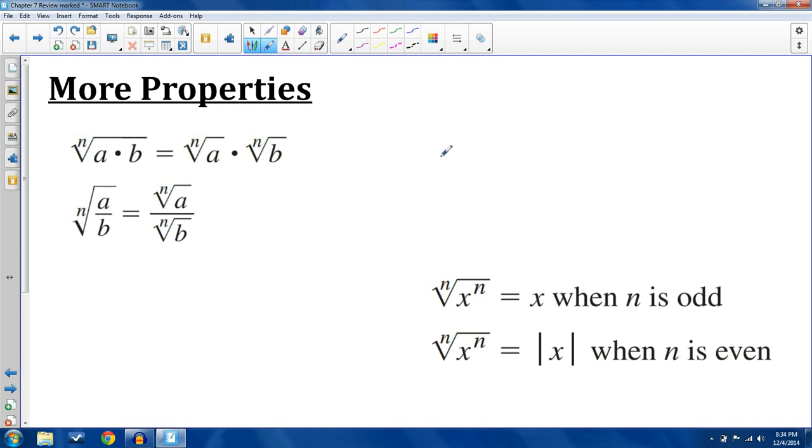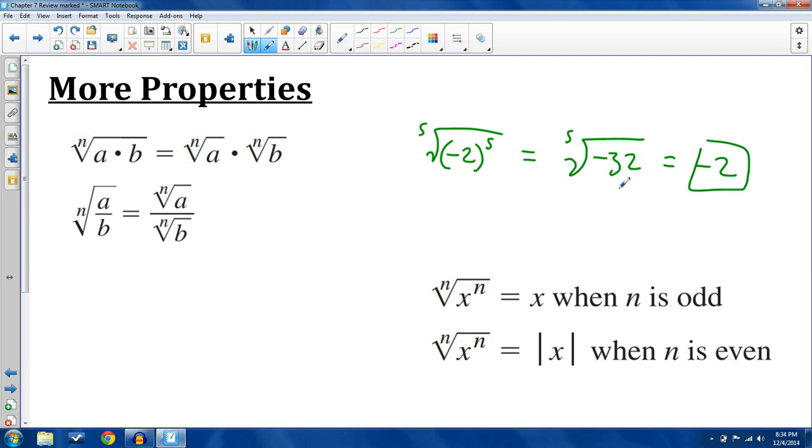For example, if I took the 5th root of -2 to the 5th power, notice how these are two odd numbers. These are your n's. -2 to the 5th power is -32. The 5th root of -32 is -2. Notice how that number stayed negative, just like when my x was negative originally.